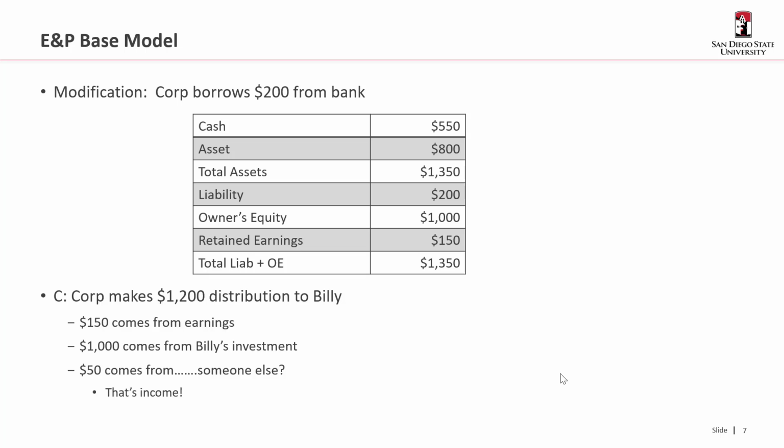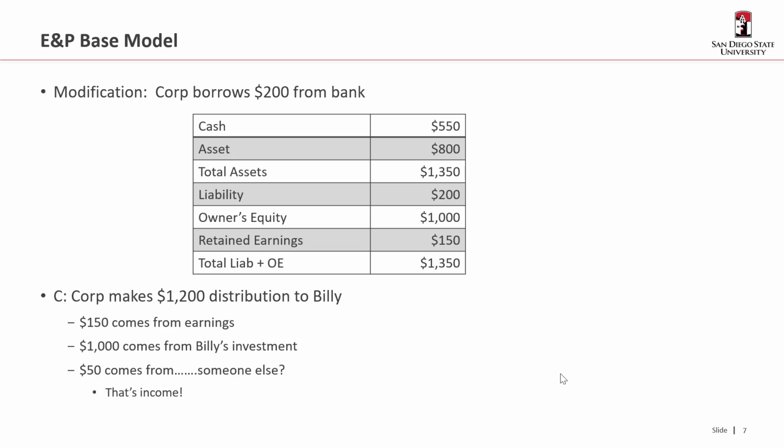And now the corporation decides to make a $1,200 distribution to Billy. Okay, so that's interesting. So it's got to liquidate its asset. So let's assume it does that at fair market value, and it ends up with cash. So now $150 comes from earnings. $1,000 of that comes from Billy's investment, and then the other $50 came from where? It came from somewhere else. That's actually the bank's money. Now, the bank isn't going to allow this to happen, but that's neither here nor there, right? At this point, $50 that went to Billy was someone else's money. And as a result, that's income. You treat that as a gain.